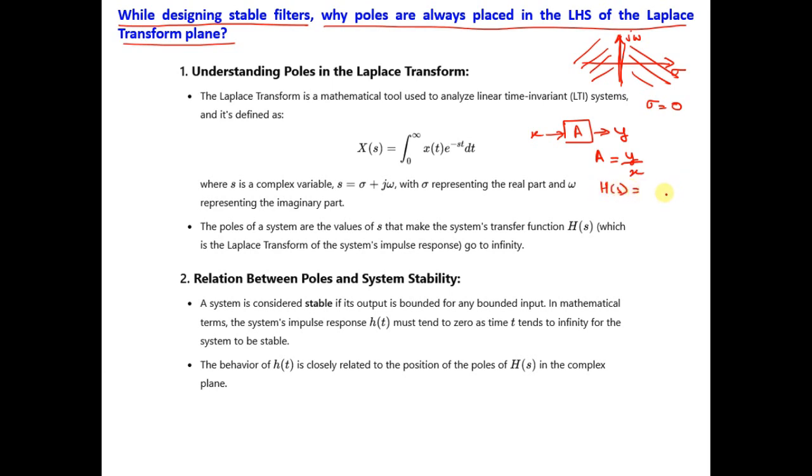If we make it frequency responsive, then we call it the transfer function H of S equals Y of S by X of S. Due to the presence of this S operator, the system is basically frequency responsive. Now, when we talk about Y of S and X of S, they are nothing but polynomial functions.